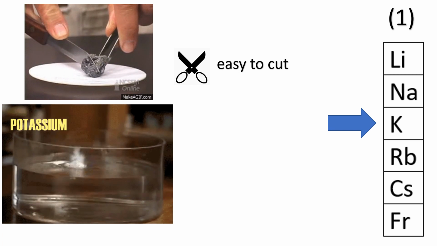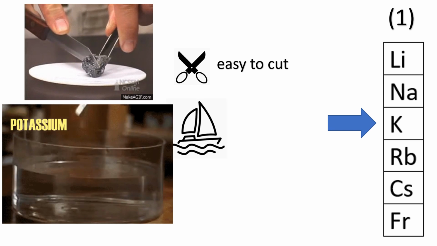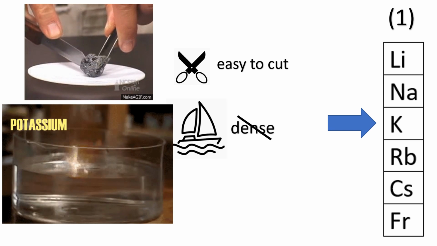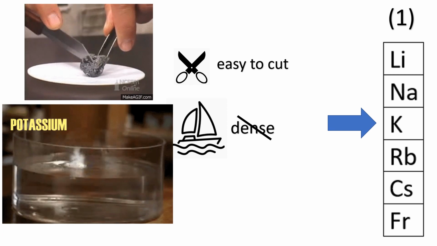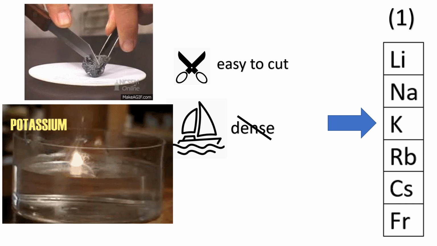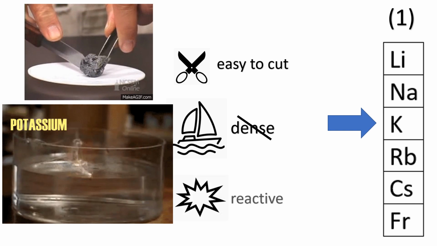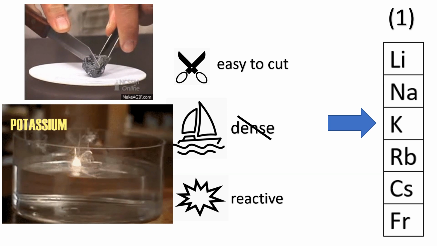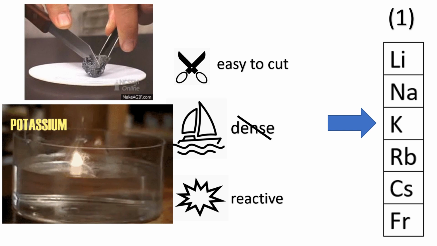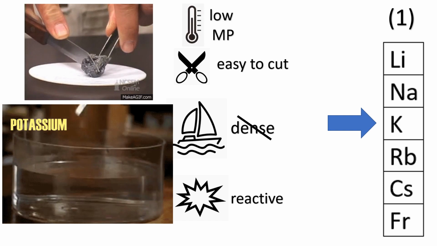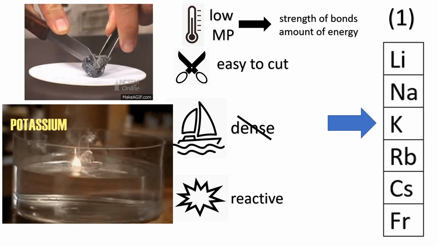Again, you can see the potassium there. It does not go underneath the water on the bottom GIF. It sits on the top. It floats. It's got a low density. And if you look very carefully at that GIF, almost before it touches the water, the potassium is starting to react. So again, not only is potassium reactive, it's even more reactive than the two that came before. Finally, you can say it's got a low melting point, and you could talk about the bonds and the amount of energy needed.